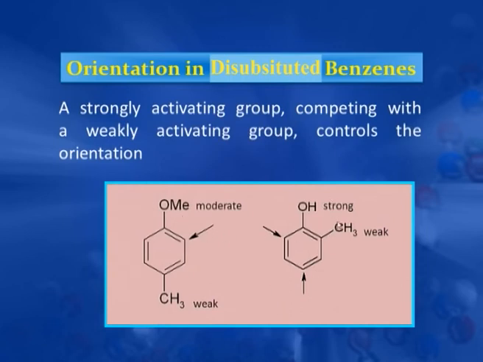Now, second example: here we have an OH and a methyl group. Now, OH is strongly activating and methyl is weakly activating. So, the incoming group will come ortho and para to the strongly activating group, that is OH. So, these are the sites of attack for the third case.